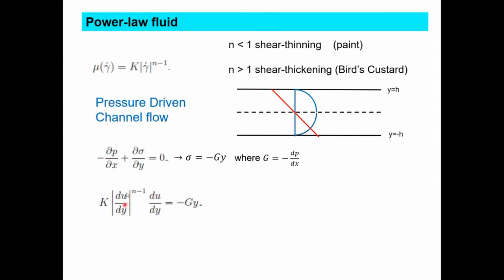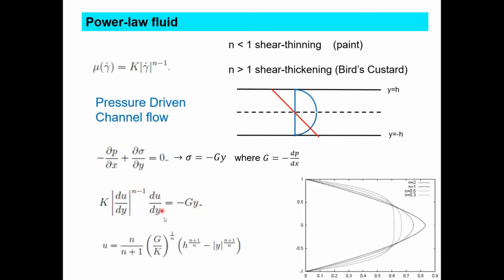So essentially I just balance the shear stress now with minus gy, and you can see now why you write it in this form. What you find is that the fluid velocity has the form h to a power (n plus 1) over n, minus y to the power (n plus 1) over n. So if n is equal to 1, which is what we have for the Newtonian fluid, then you get h squared minus y squared, which is what you expect.